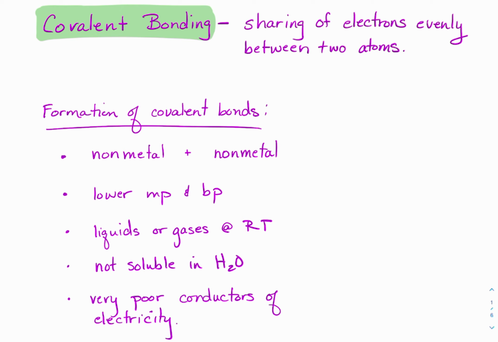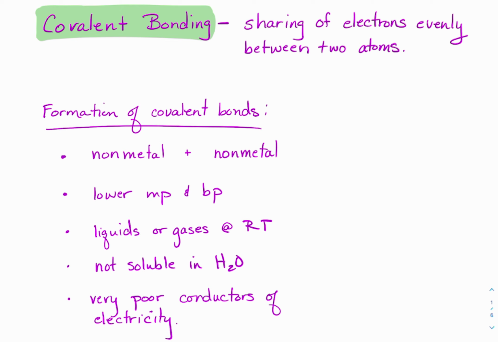In this video, we're going to look at a type of bonding called covalent bonding. Covalent bonding is considered the sharing of electrons evenly between two atoms. And compounds that form covalent bonds tend to be between nonmetal and nonmetal elements. These compounds typically have lower melting points and boiling points, and are liquids or gases at room temperature.